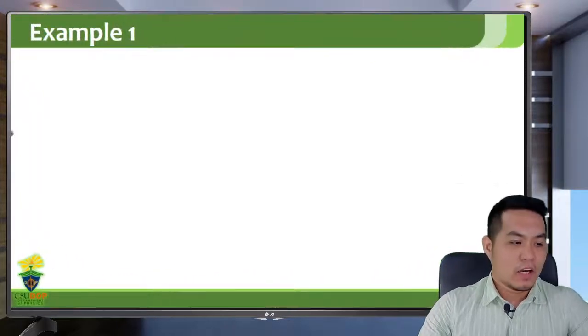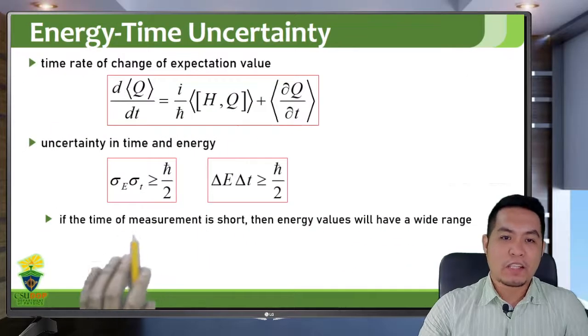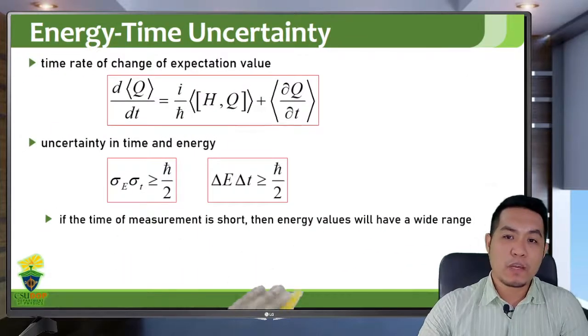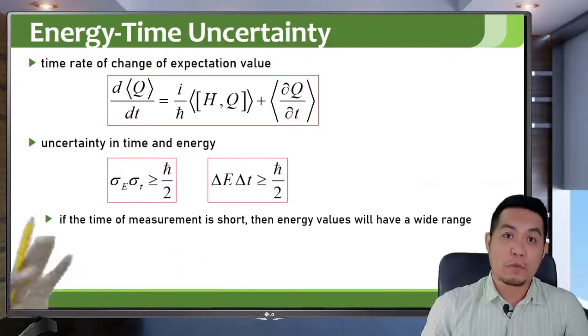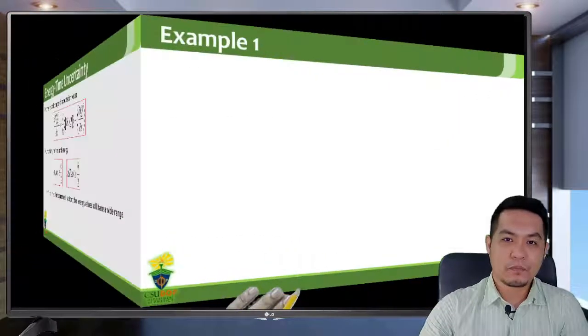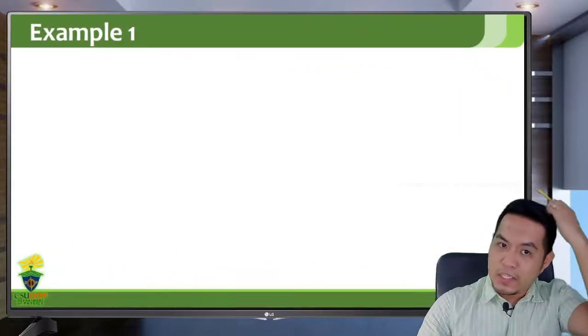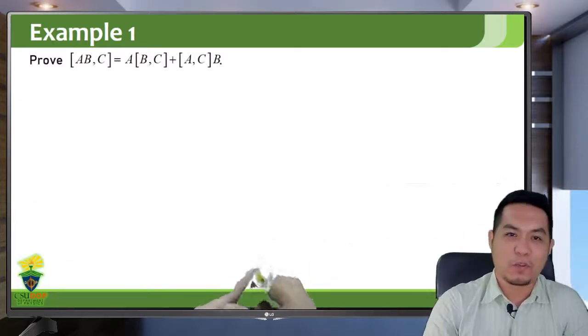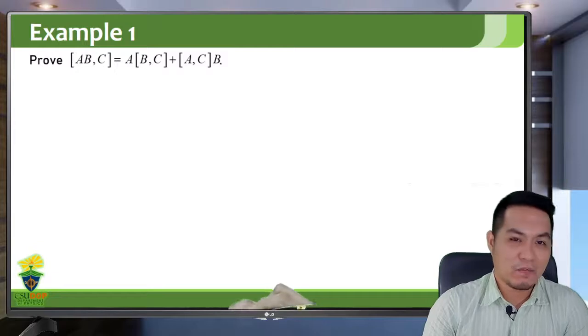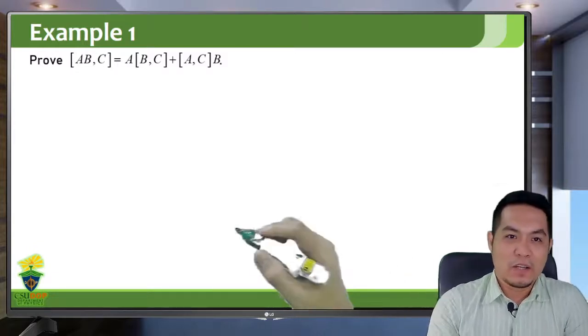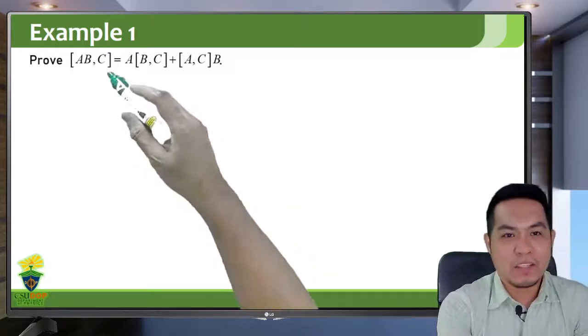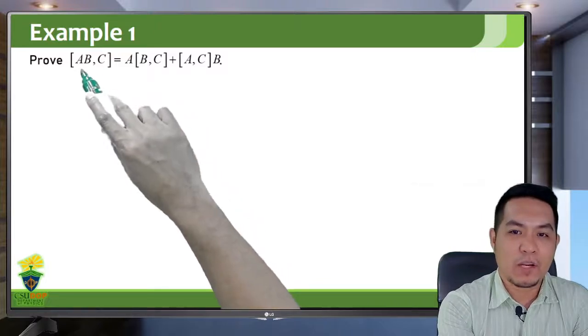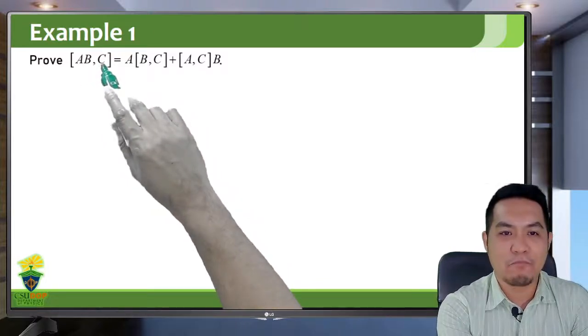Another interpretation is, if the time of measurement is short, the energy values will have a wide range. So your energy will be uncertain. Let's have some examples. This is just an example for commutation relation. I think this is very easy. To prove that the commutation relation of the operator combining AB and C is this one.